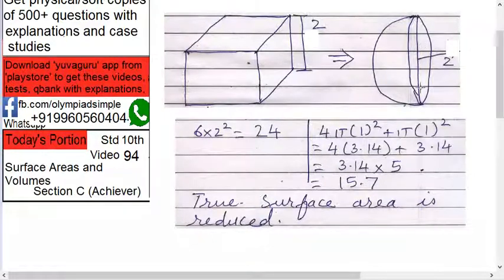Now about this hemisphere. See here, there are 2 areas to this. One is of the hemisphere, one is of the circle. So the surface area of the hemisphere is 4 pi r square. Remember this formula, 4 pi r square, and plus the surface area of this circle is what.